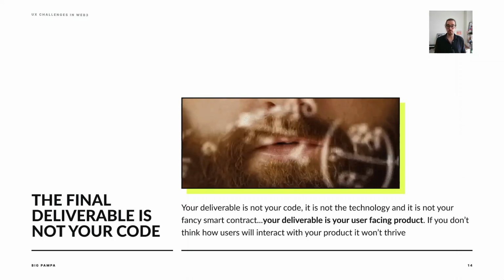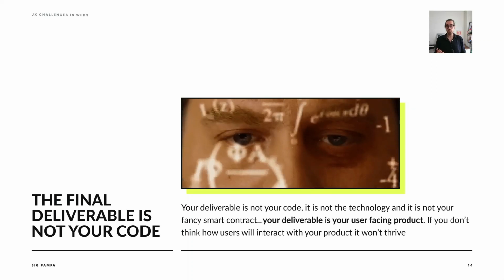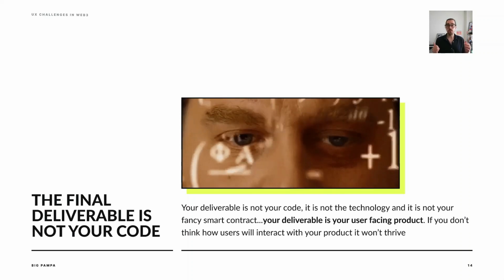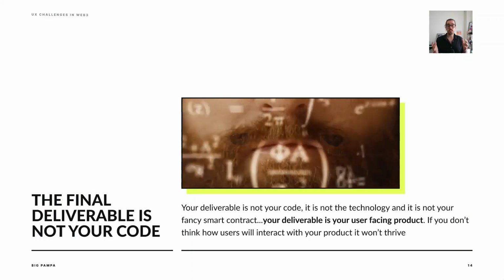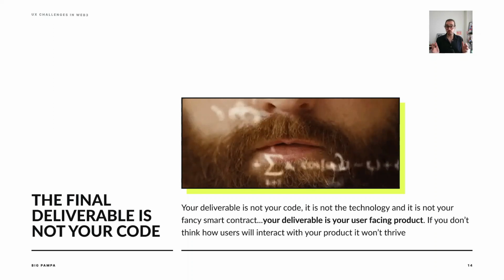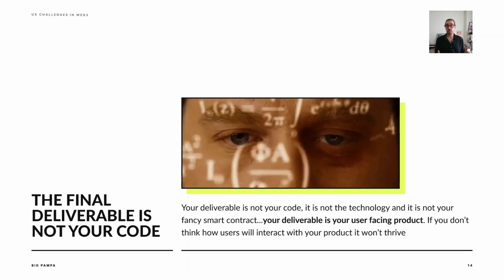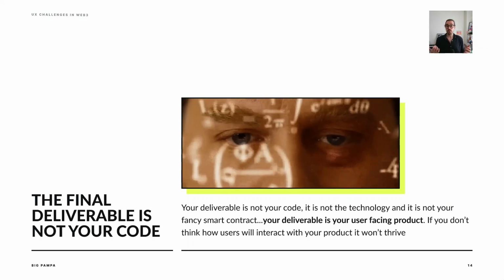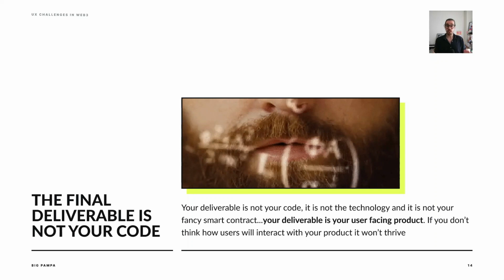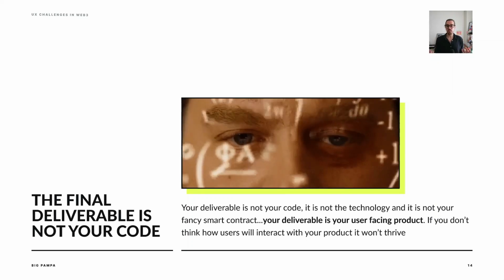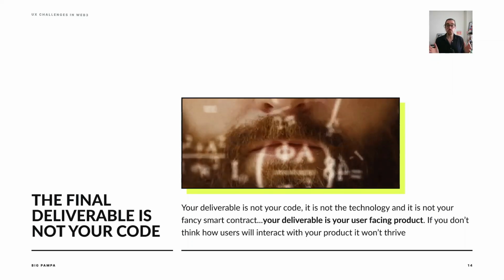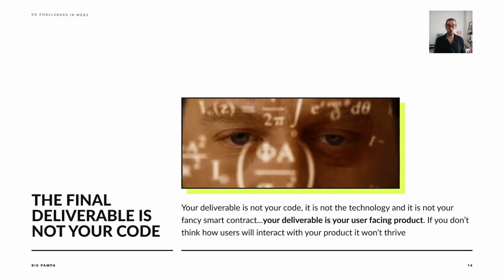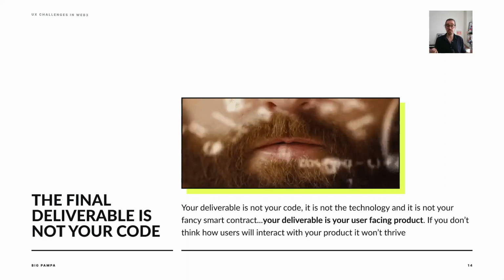This is a mistake. At the end of the day, the deliverable is not your perfectly written code, the bug-free audited smart contract, or even the groundbreaking technology. The final deliverable is the user-facing product, and when you do not think of the user, products tend to fail. Users get frustrated, they try the product once, they decide not to use it again. This will mean that your product either doesn't work, fails, or you have to spend tons of money and time reinventing it.